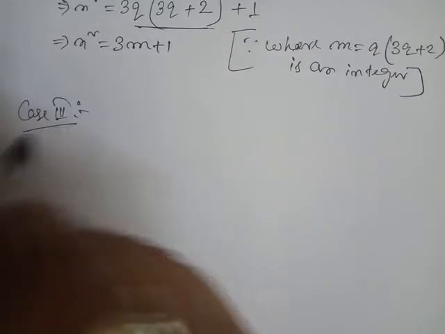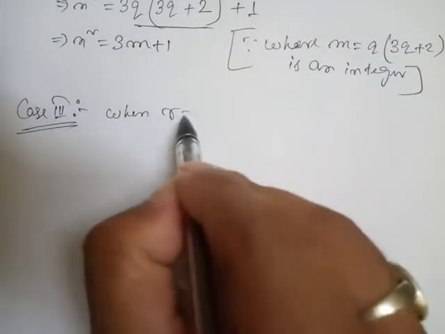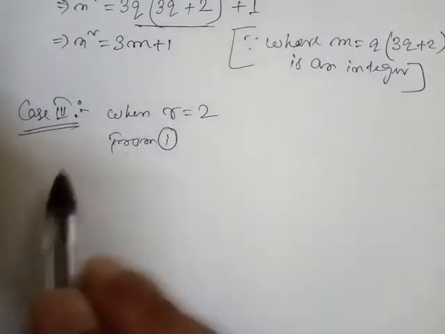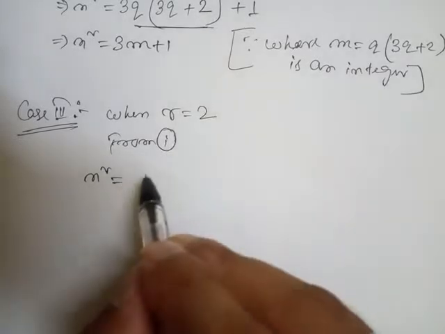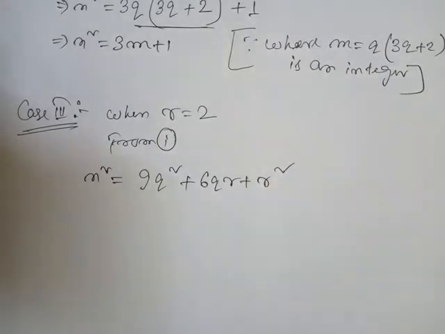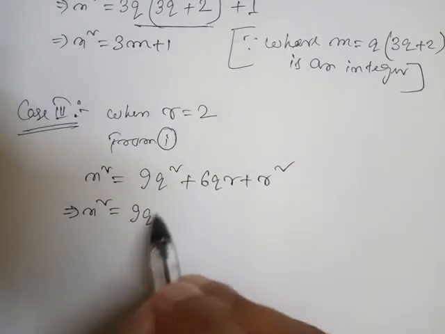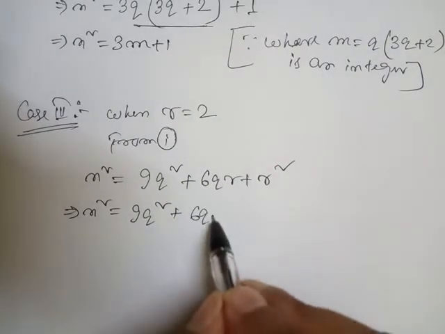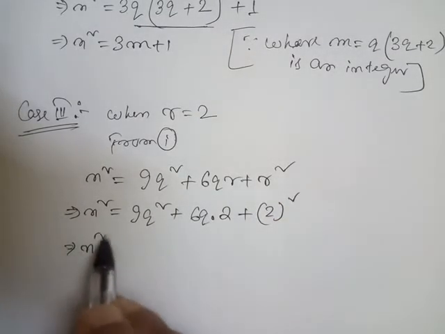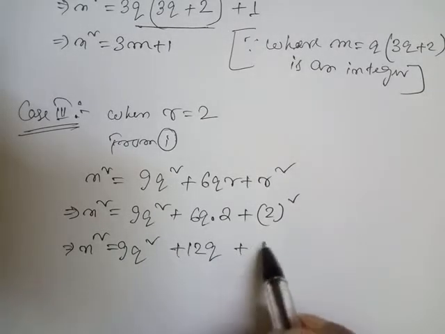Now look here, case 3. So when r equal to 2, from 1, n square equal to 9q square plus 6qr plus r square. So in place of r I will just put down 2. So 9q square, then 6q into 2, then 2 square. So n square equal to 9q square, 6 twos are 12q, plus 2 square is 4.